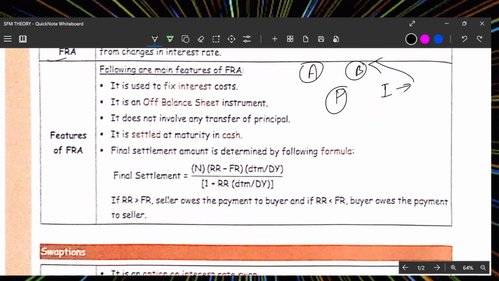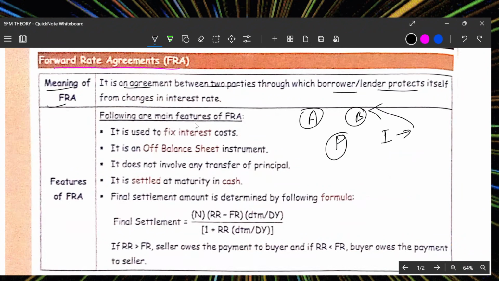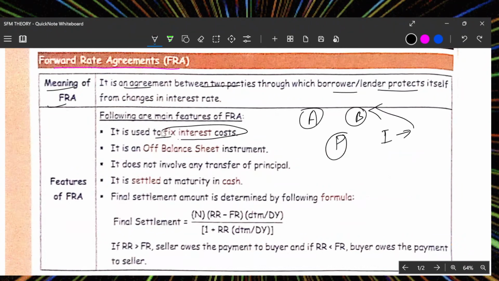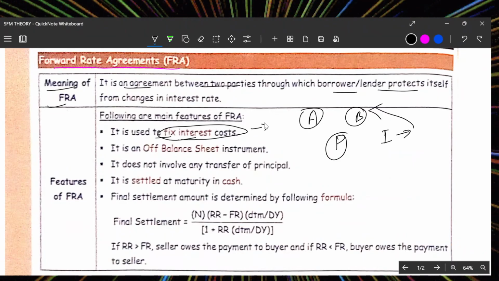Features of forward rate agreement. Following are the main features. It fixes the interest cost. So whatever the market price, you need to pay only a fixed interest cost.